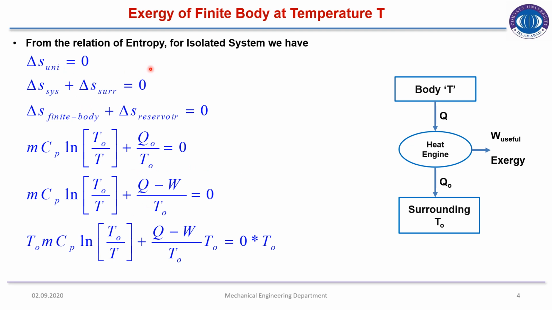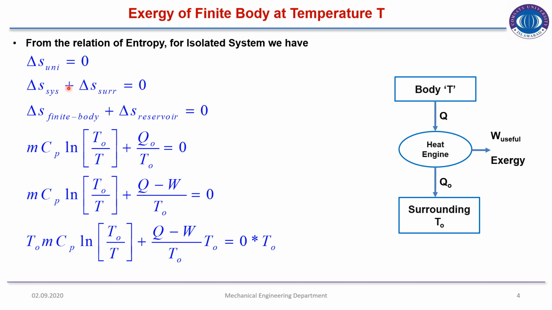So now from the relation of entropy for an isolated system, that is the schematic diagram that was in the previous slide. A heat engine is connected with a finite body that is at temperature T. The heat engine absorbs Q amount of heat from the source and rejects Q naught amount of heat into the surrounding, and W useful amount of work is produced by the heat engine. That W useful was exergy or available energy, and that Q naught is the amount of unavailable energy.